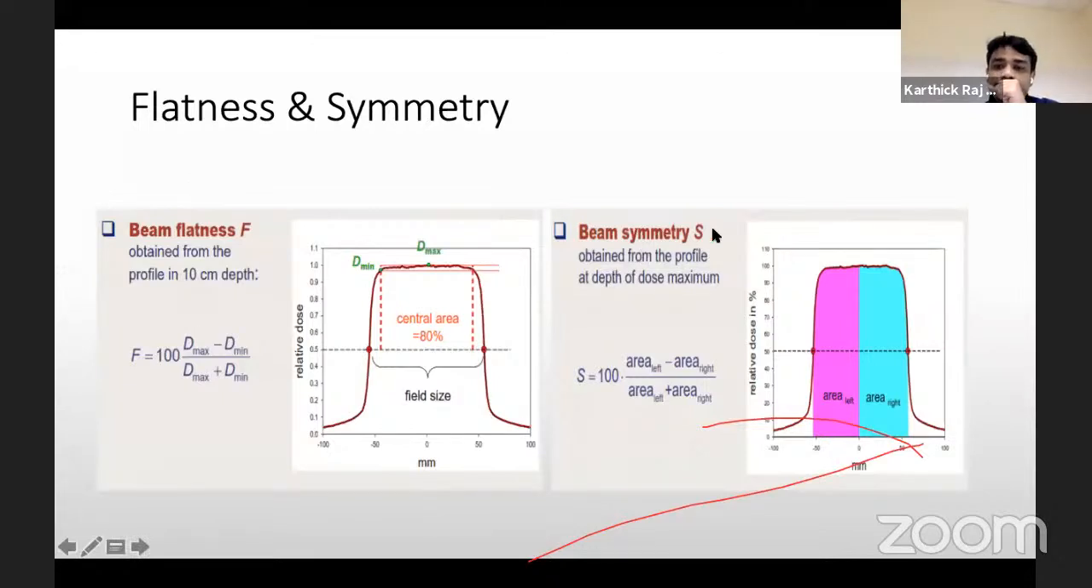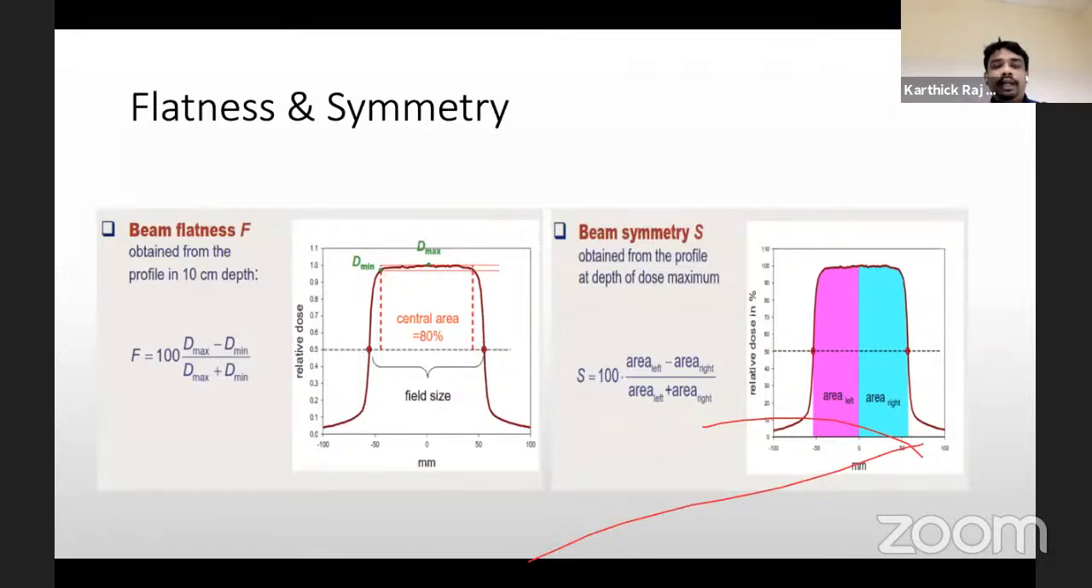When you talk about beam symmetry, on the central axis you compare the right side with the left side, to see that both sides are symmetric. You take a data point here and a data point there, and check the difference. Beam symmetry defines the maximum difference between the left and right areas. If I say 2%, the maximum difference between two points on the left and right is 2%. So flatness and symmetry are very important parameters to check on a routine basis.